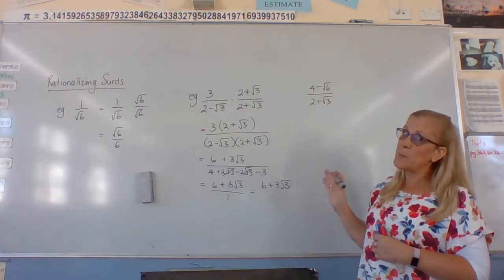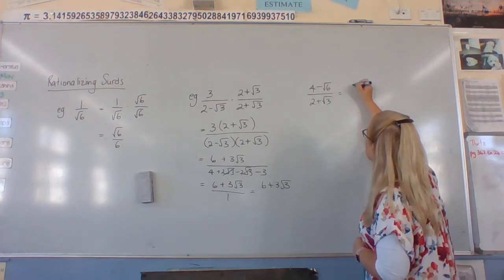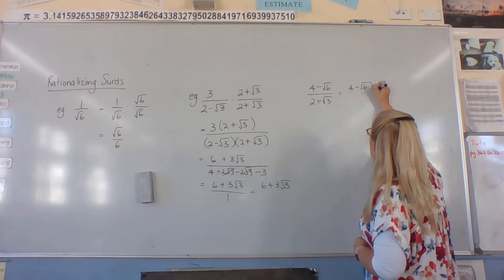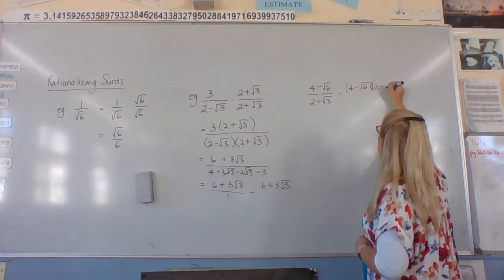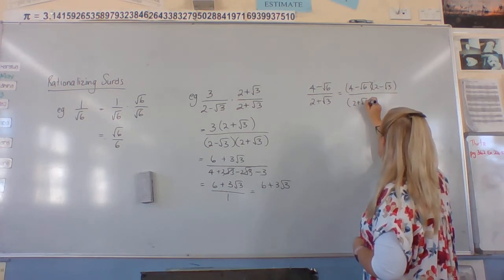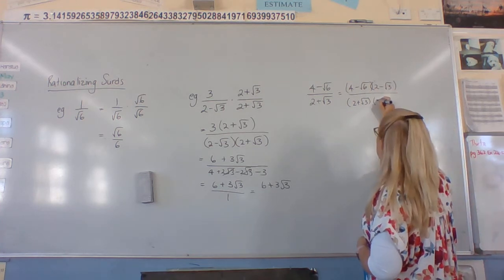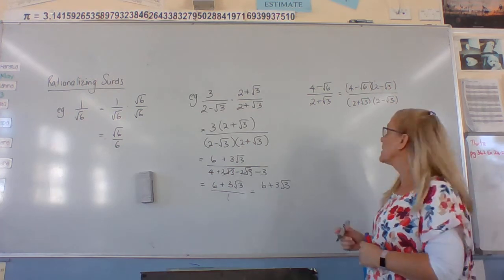Now it's the conjugate of the bottom, not of the top. The top doesn't change. So this equals 4 minus root 6 times 2 minus root 3 over 2 plus root 3. So that's our ordinary thing that we've got in our question. And this is our 1. That hasn't changed anything at all, except it does change it.